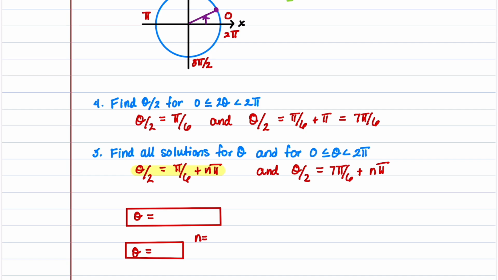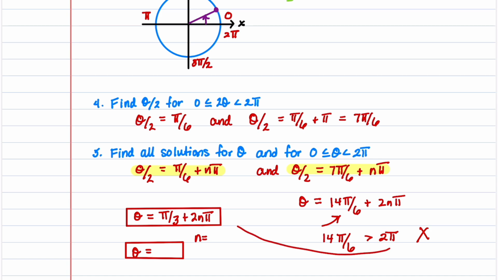We're going to now multiply this equation by 2, and we will get our value for theta. So theta is going to be pi over 3 plus 2n pi. For our equation on the right, when we multiply it by 2, we get theta is equal to 14 pi over 6 plus 2n pi. And we notice that 14 pi over 6 is greater than 2 pi, so we don't have to worry about that solution. It's included in this solution here when we add 2n pi.